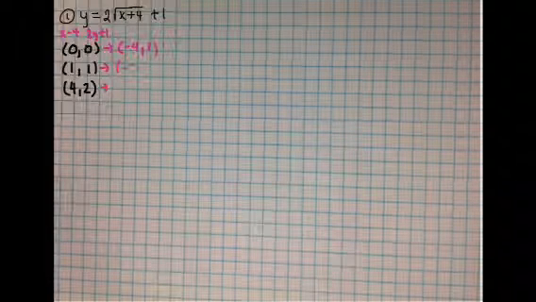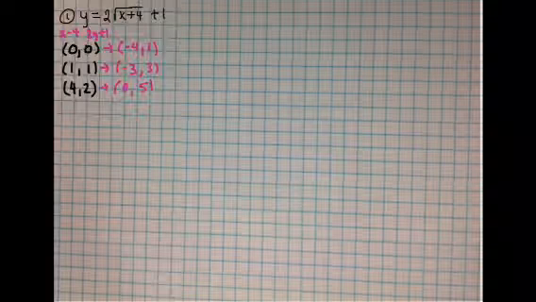So x minus 4, so 0 minus 4 would give you -4. And then 2 times 0 plus 1 is 1. And then 1 minus 4 is going to be -3. And then 2 times 1 is 2 plus 1 is 3. And then 4 minus 4 is 0. And 2 times 2 is 4 plus 1 is 5. So these are the transformed points.